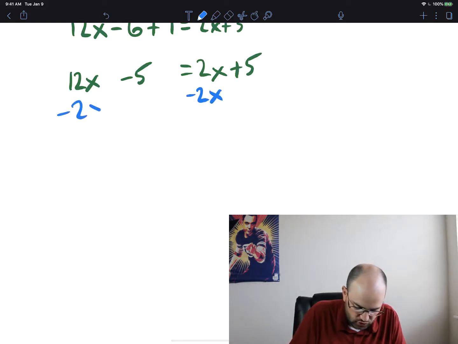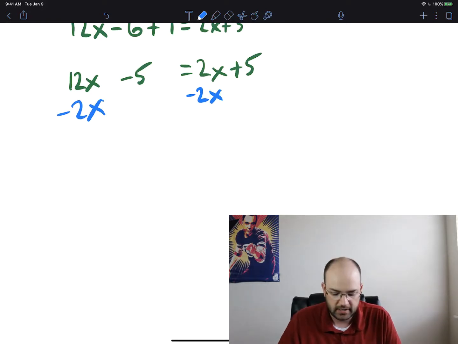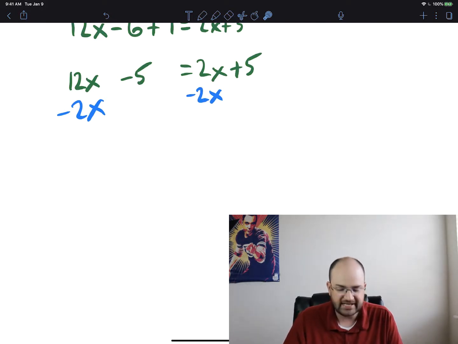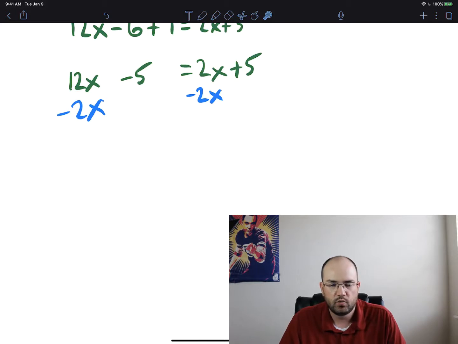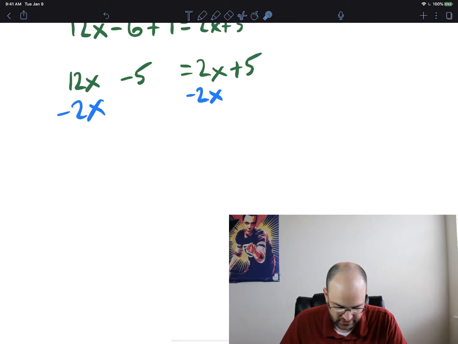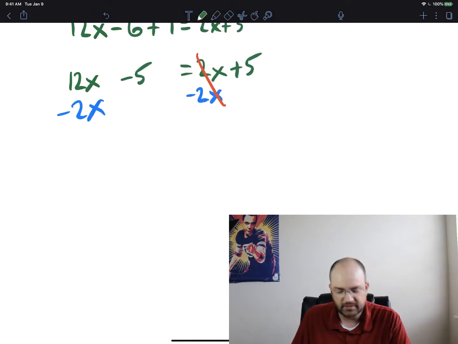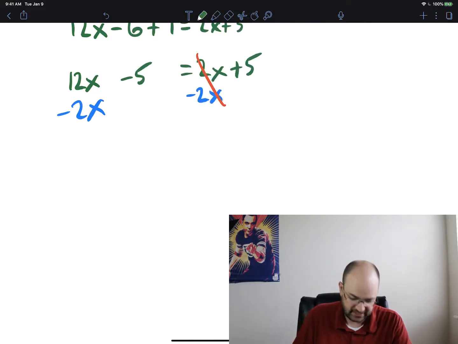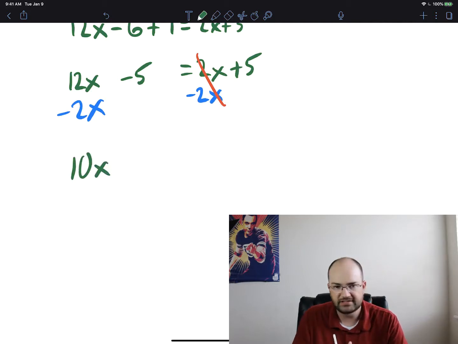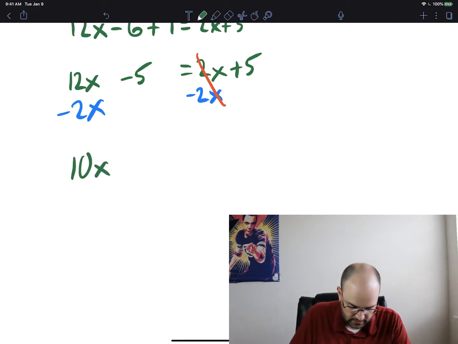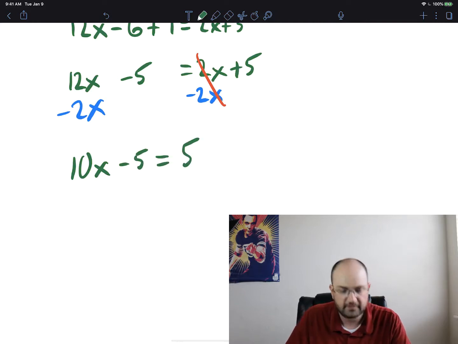So let's subtract 2x from both sides. Now, why did I subtract? I subtracted because this is a positive 2, and the opposite of addition is subtraction. So I need to subtract 2x from both sides. Notice I'm having to do this to both sides because now I'm actually affecting what each side is going to look like. Okay, so 2x minus 2x, notice that they actually cancel each other. So I'm left with 12x minus 2x on the left-hand side, which is 10x, because 12 minus 2 is 10, and keep the variable the same. Minus 5 equals 5.